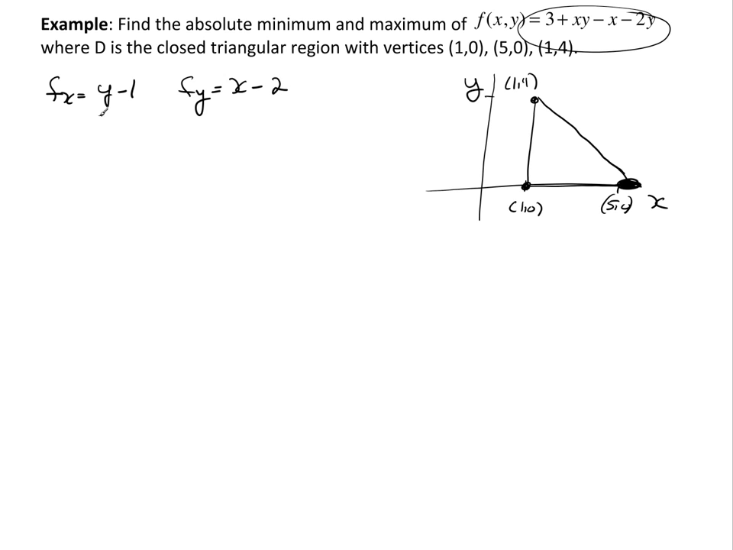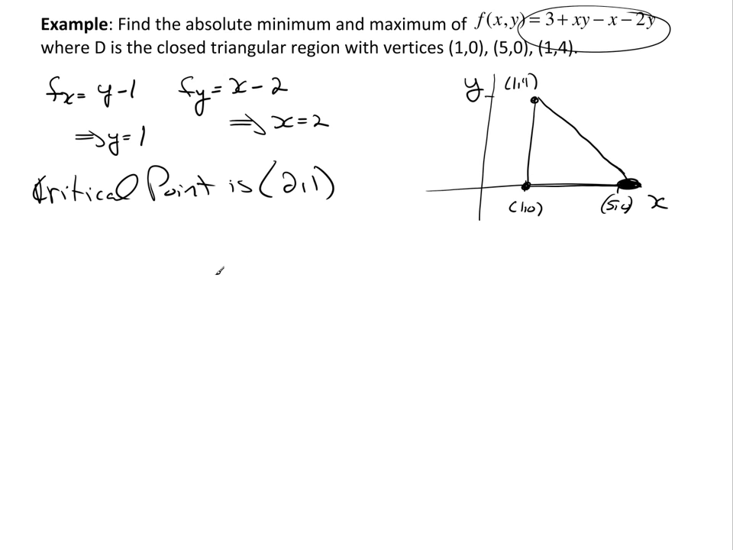Okay, this is only going to happen when y equals 1, and when x equals 2. I'm sorry, I said y equals 0. That was dorky. When y equals 1 and when x equals 2. So here's my critical point, at (2,1). That's going to be right here. So that point (2,1) is in this bounded region.